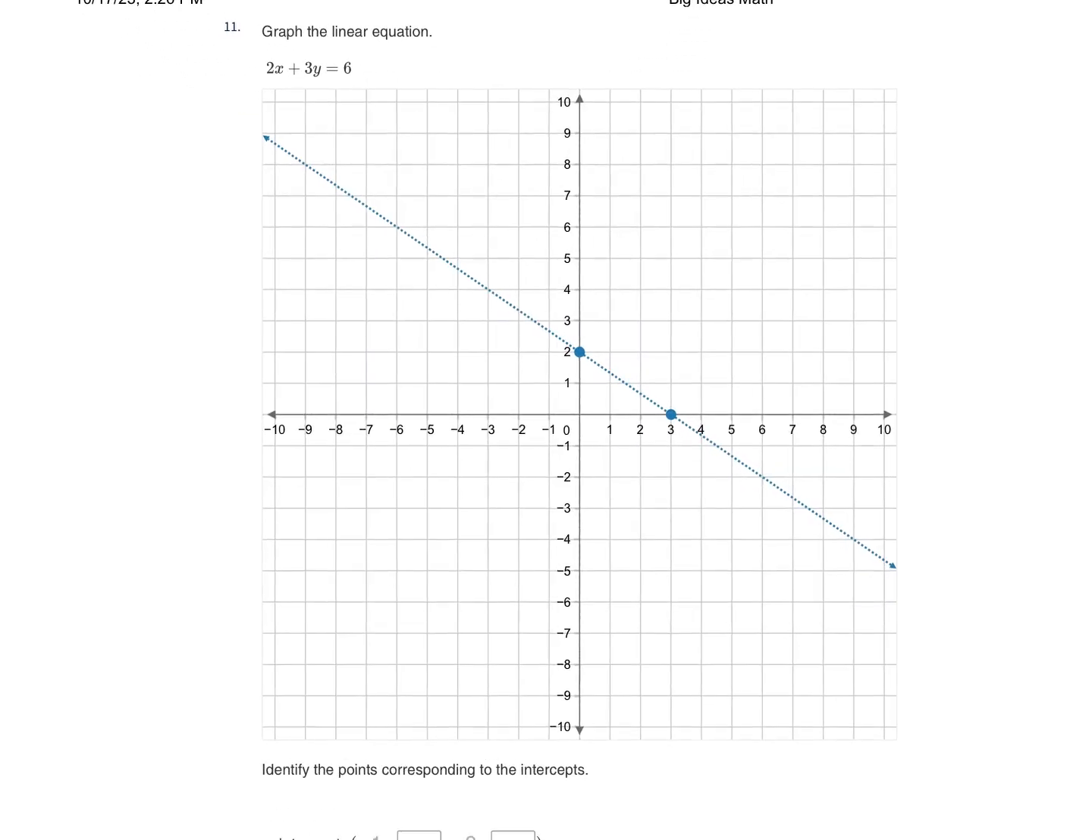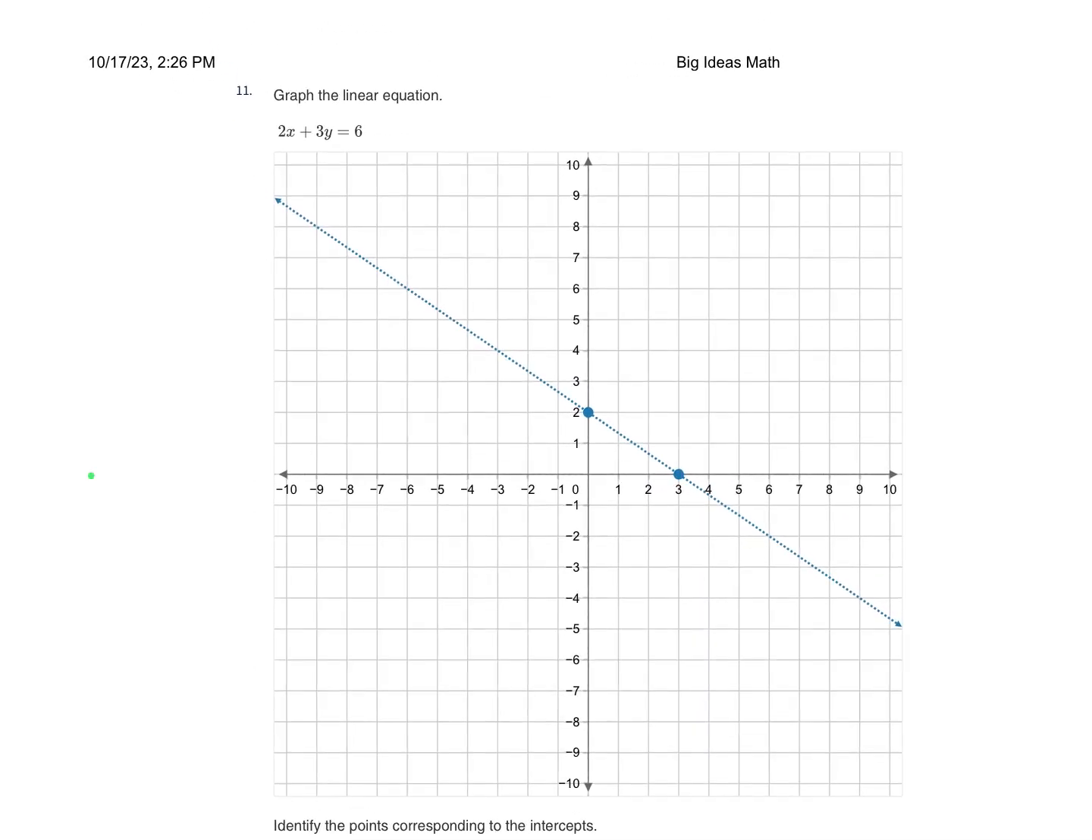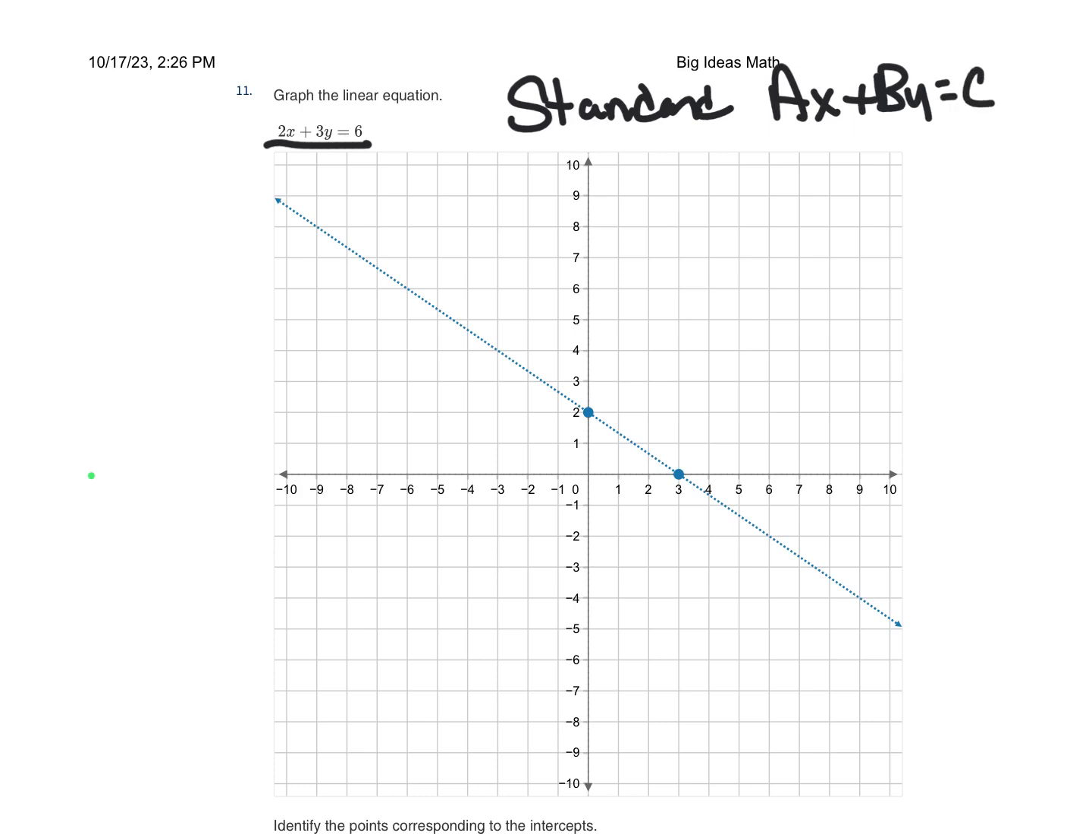All right. This equation is in standard form, which is ax plus by equals c. And when it's in standard form, we can get the x and y intercept. Okay? Slope-intercept form will only show you the y-intercept, but you can get your x-intercept easily from standard form.